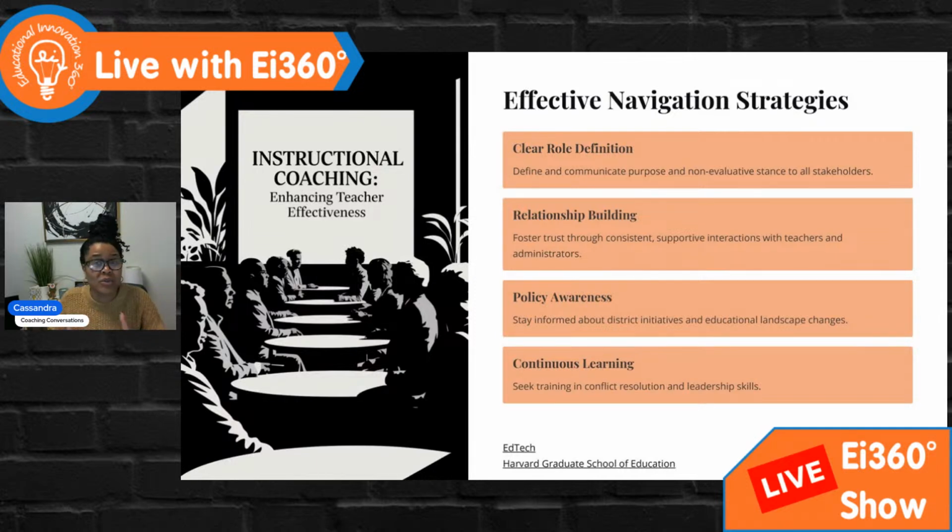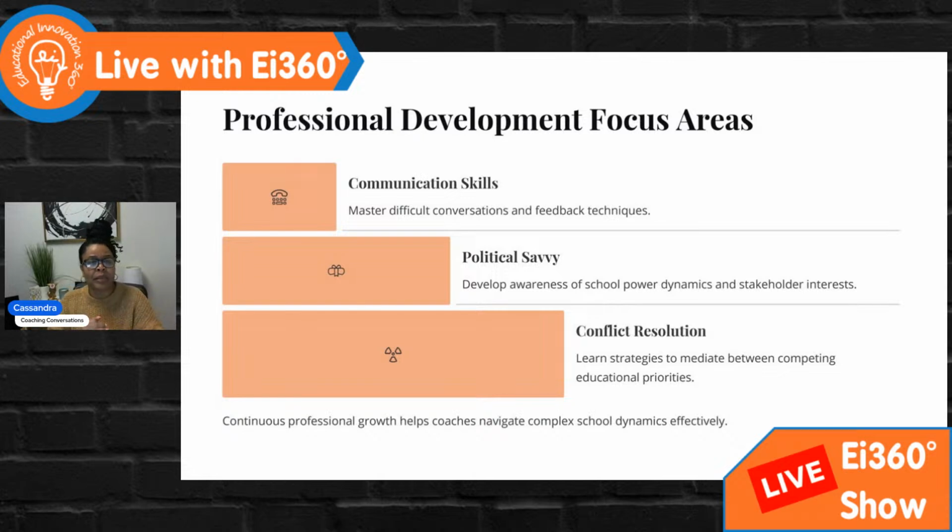And then continuous learning. Advocate for yourself to go on PD, to go learn from the greats like Jim Knight, Elena Aguilar. So really thinking about what is the PD that you need to have in place, right? So always advocate for yourself, professional development, always continue learning, because that is what we do. We are lifelong learners.